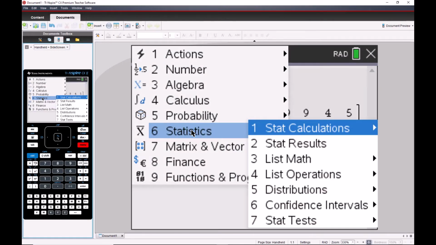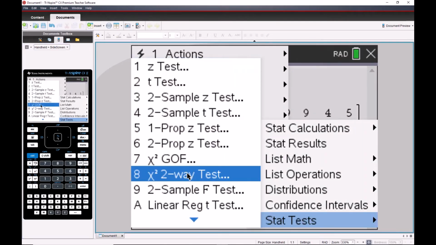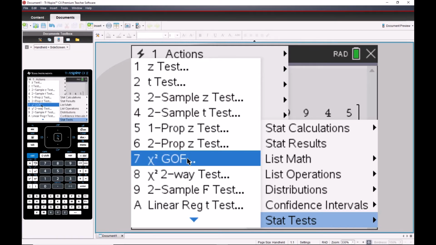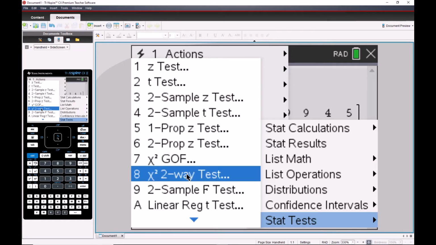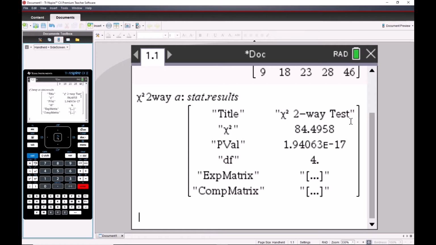So menu, statistics, stat tests, and it's a 2-way chi-square test, not GOF, because that one is going to ask you for a list or something. Here they're going to ask you for a matrix. So click on that. Observed matrix is A. And tab to OK and hit enter. Okay, so if you look at the bottom of the page, this is the same chi-square number. This is the same p-value, although 0 would be fine. Remember, 4 degrees of freedom: 1 less from 2 is 1, 1 less from 5 is 4, 1 times 4 is 4. So we're going to write those down, or they're already there, but we would write them down.